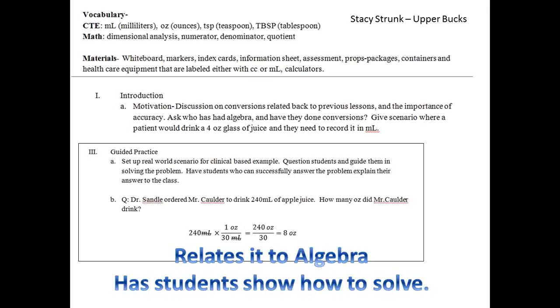Vocabulary. Sometimes people don't think math has a lot of vocabulary, but it's nice to see the vocabulary section and how she breaks it up into CTE, which is your milliliters and ounces, and your math, which are some words that students don't know. Dimensional analysis, numerator, denominator, quotient. You'd be surprised at how many high school students, because they don't use these as much, don't necessarily know them. So she has a great setup on the lesson plan.